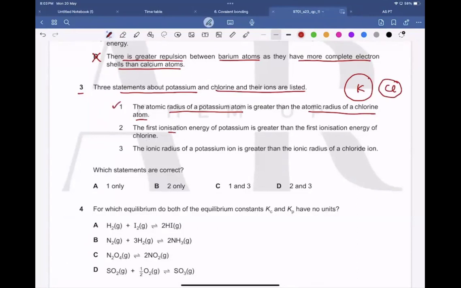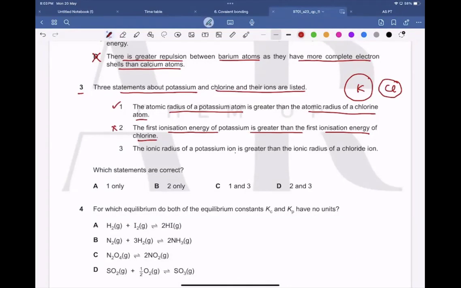Okay. Now, the first ionization energy of potassium is greater than the first ionization energy of chlorine. Okay. So potassium has a bigger size, so obviously more shielding effect is there. So statement 2 is wrong. Okay, good, Hassan.